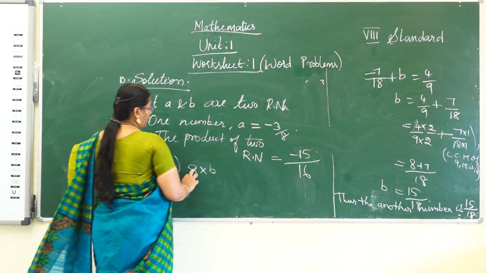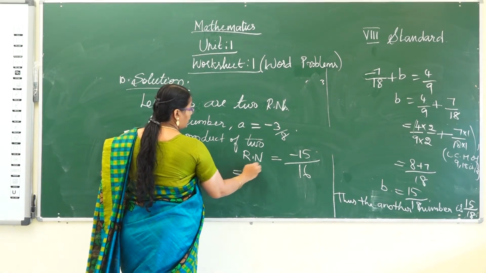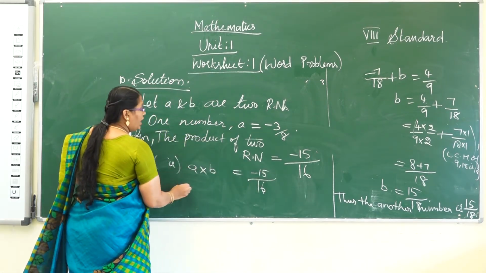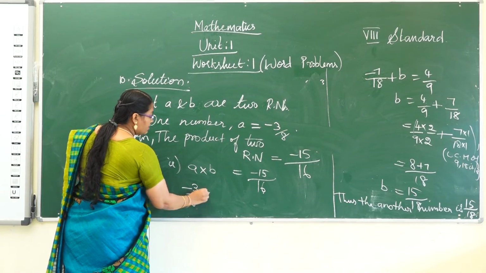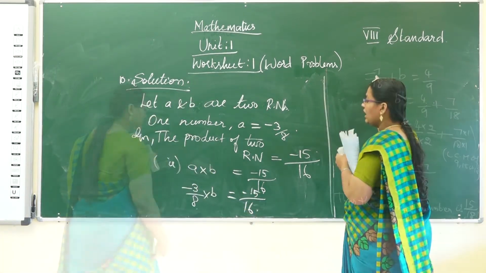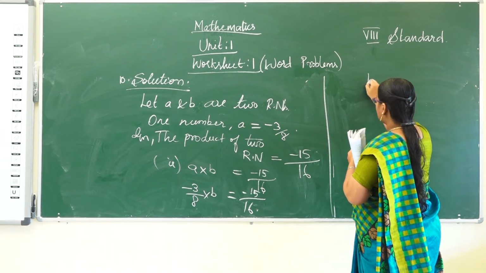So multiplying the numbers A into B is equal to what is given? Minus 15 by 16. What is the value of A? Minus 3 by 8 into B is equal to minus 15 by 16. So we need the value of B. So B stays here.